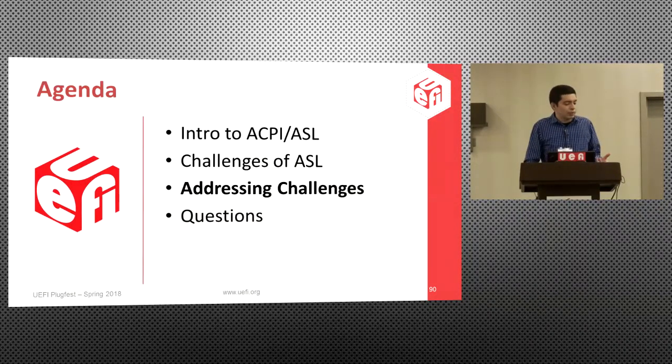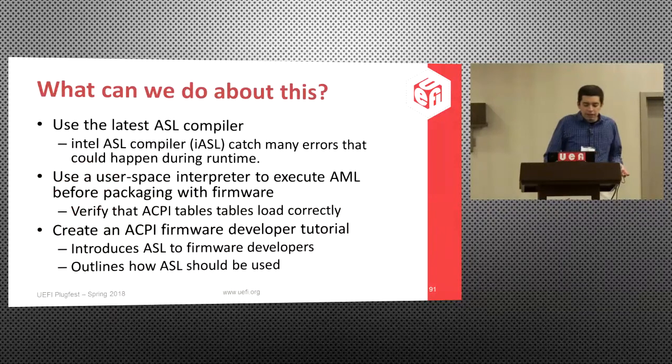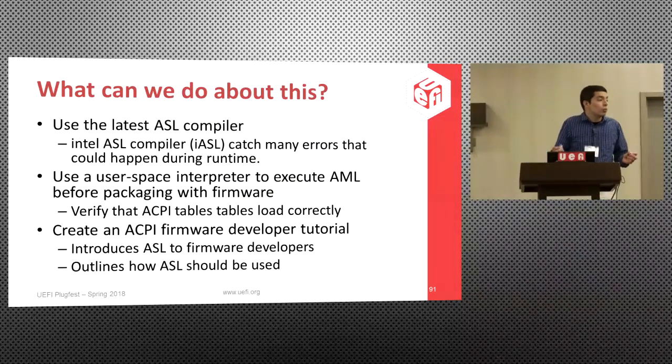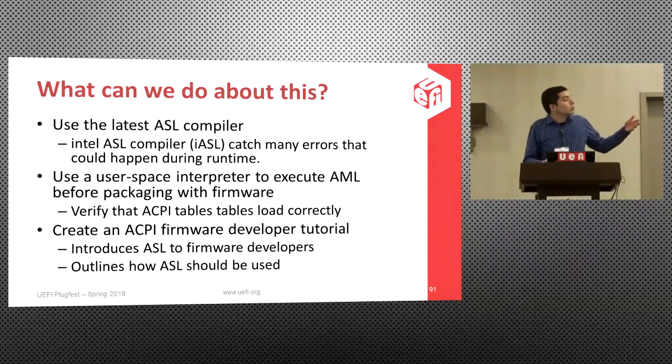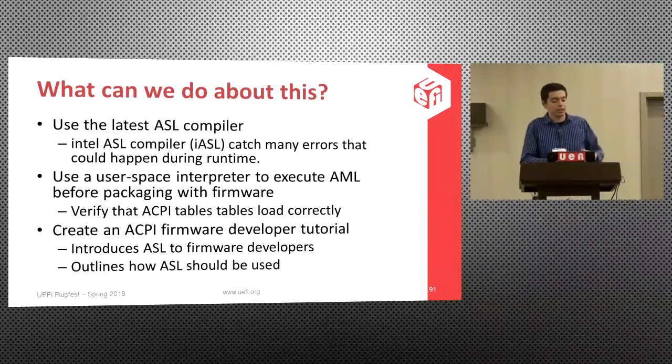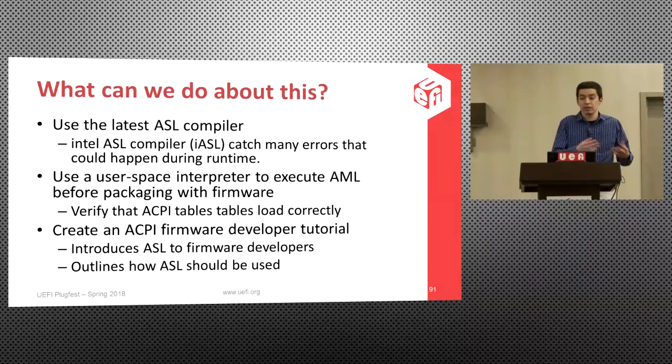So what can we do about this? I think there are 3 things, maybe 4, that we can do. One of them is to use the latest ASL compiler. Now, the reason to do this is to create better ASL code, because we constantly work on these compilers like IASL. We constantly add new errors. So it could improve code quality there.